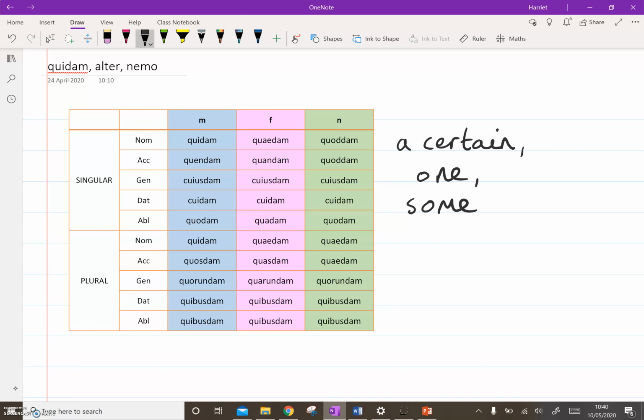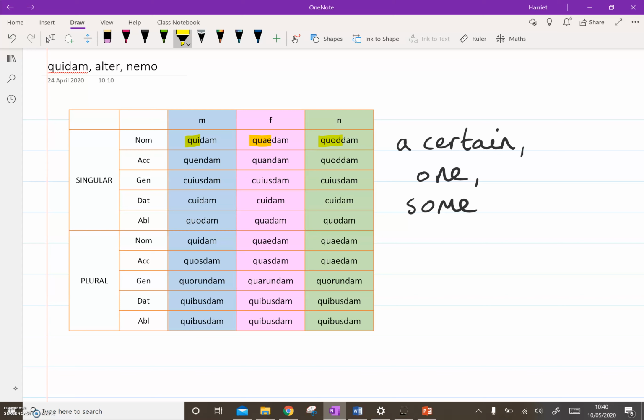Okay, so the nice thing about this word is it's a good chance to revise the pronoun qui. If you look at the start of this word, we've got qui, quae, quod. The word for a certain, one, or some in Latin is just the word for who or which with dam on the end. So we've got qui, quae, quod, and we've just had dam added on to the end.